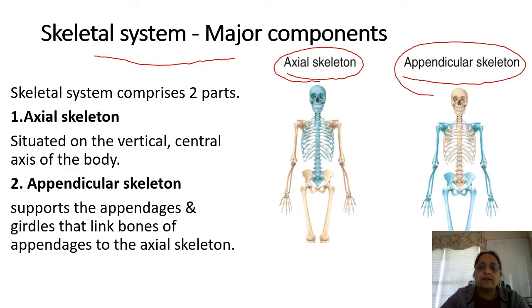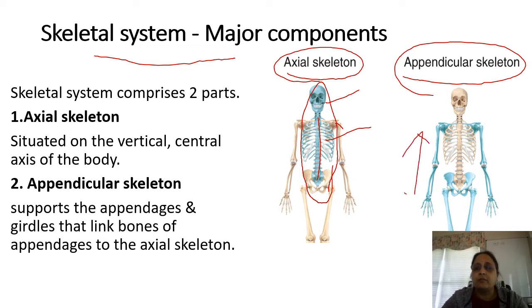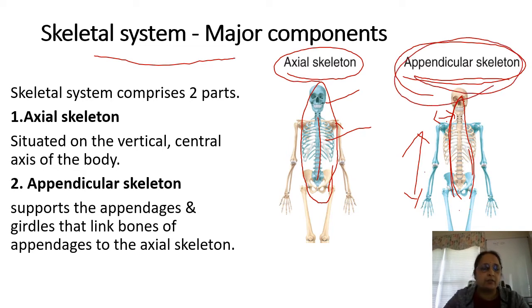The axial skeleton is the skeleton that is situated in the vertical and central axis of the body. It has the skull, thoracic rib cage, and vertebral column. The appendicular skeleton forms the skeleton for the appendages, and the girdles are the structures that attach the appendages to the main frame of the skeletal system. So forelimbs, hind limbs, shoulder girdle and hip girdle all come under the appendicular skeleton.